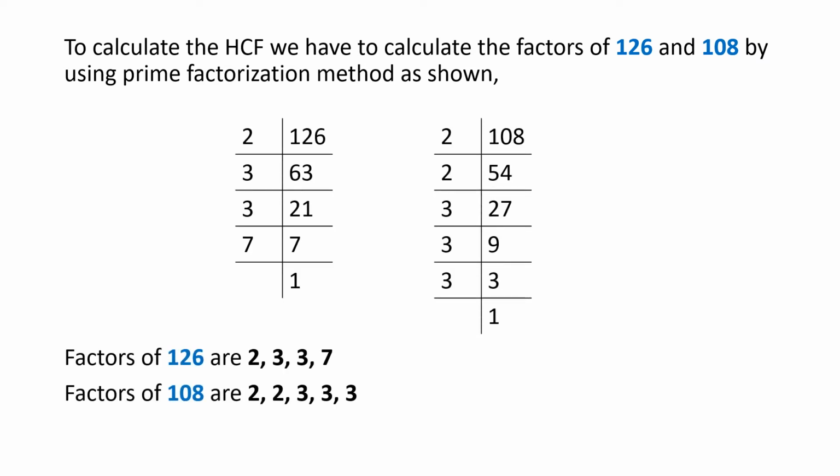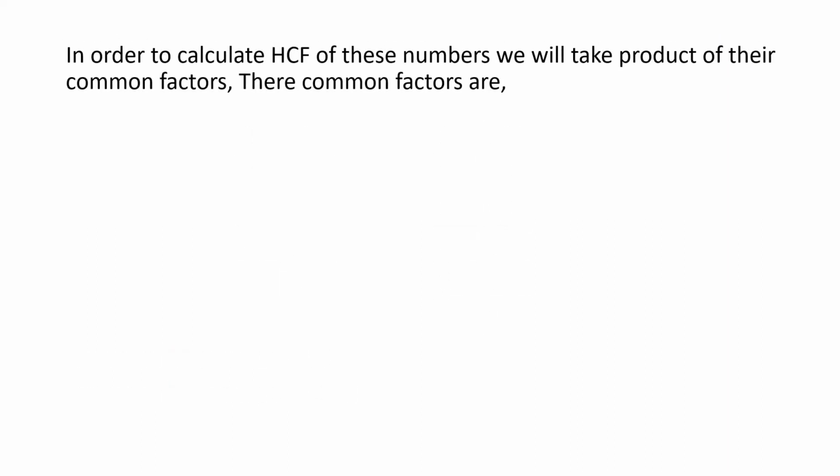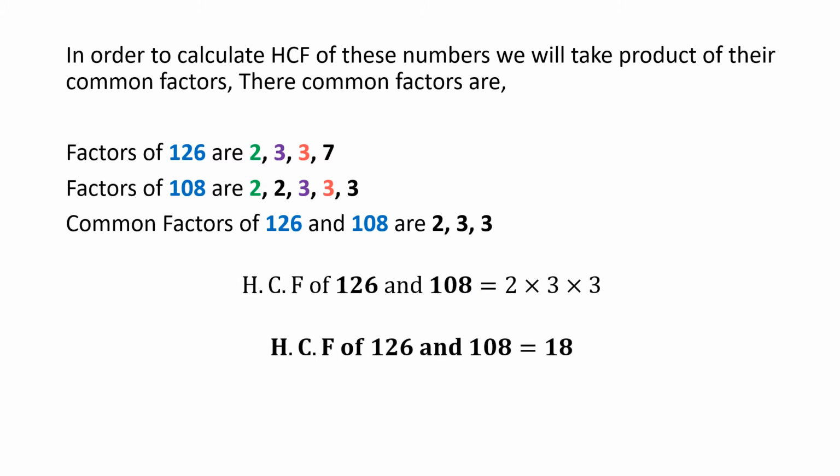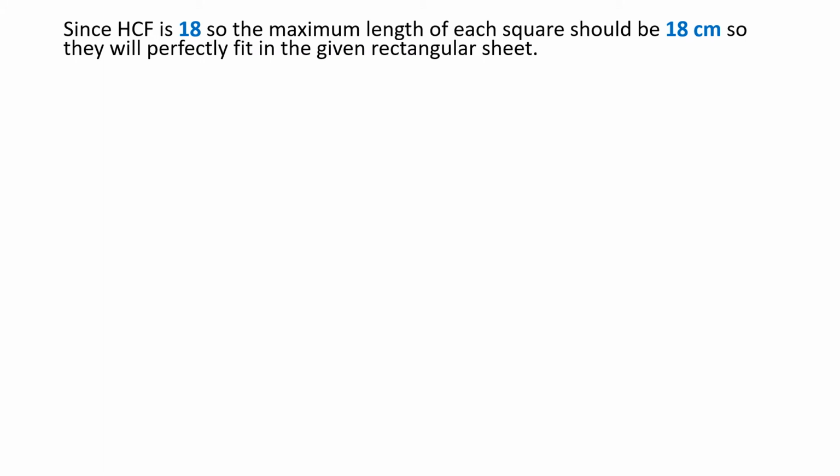Factors of 126 are 2, 3, 3, and 7. And factors of 108 are 2, 2, 3, 3, and 3. In order to calculate the HCF of these numbers we will take the product of their common factors. Common factors of 126 and 108 are 2, 3, and 3. By taking the product of these common factors, we have the HCF of 126 and 108, that is 18. Since the HCF is 18, the maximum length of each square should be 18 cm, so they will perfectly fit in the given rectangular sheet.